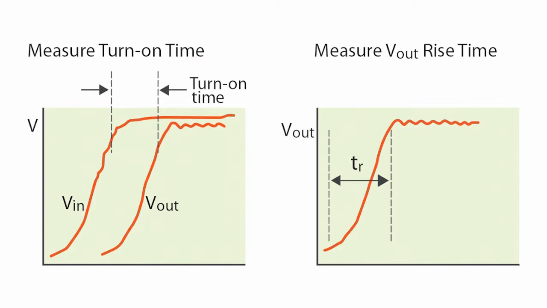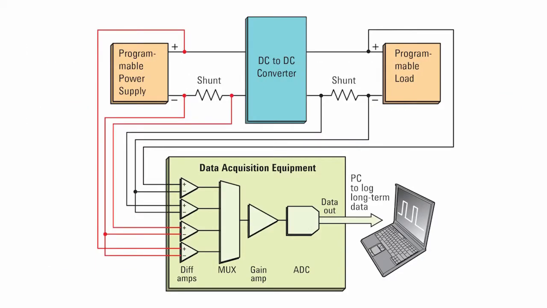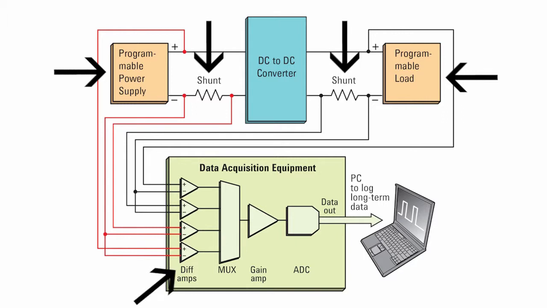Measuring and controlling these turn-on times and rise times is a key part of improving device efficiency and battery-powered operating time. First, let's look at efficiency measurements. A typical test configuration using conventional test equipment would require a power supply, an electronic load, 2 external current shunts, and a 4-channel data logger for the measurements.